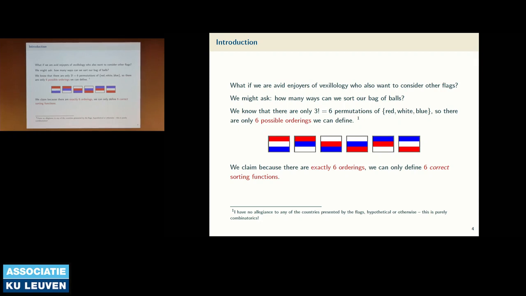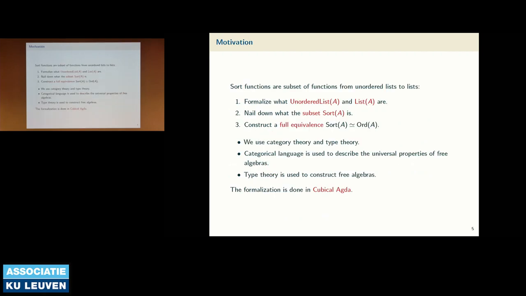Well, we might consider how many ways we can sort our bags of balls. We know that there are 3 factorial, so 6 permutations of red, white, and blue, so there's only 6 possible orderings we can define. And because there's exactly 6 orderings, we can only define 6 correct sorting functions. We want to go one dimension higher and say that there is an isomorphism from orderings to sorting functions.